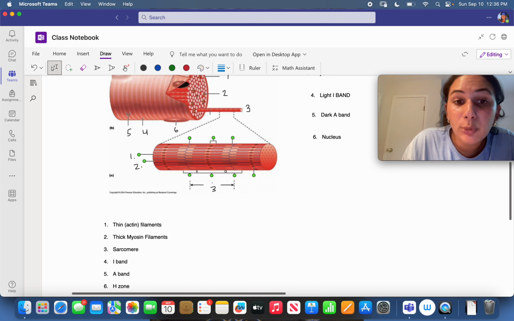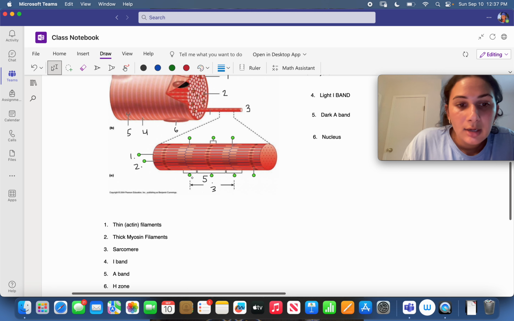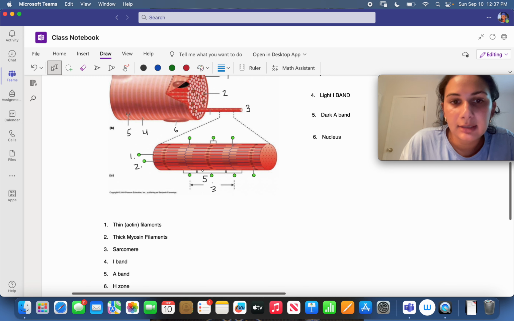This region right here, which I was just pointing to, is the A band. The same A band that we mentioned before when I was going over the muscle fiber. And as you can see, I've numbered it the same. So the dark A band is going to be number 5. Number 4 is going to be the I band, which is only going to be the thin actin filaments. Number 5 is actin and myosin. Number 4, the I band, is just the actin filaments. And also over here is only actin filaments.